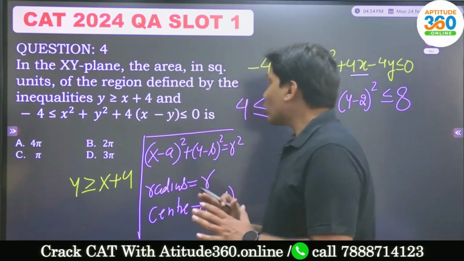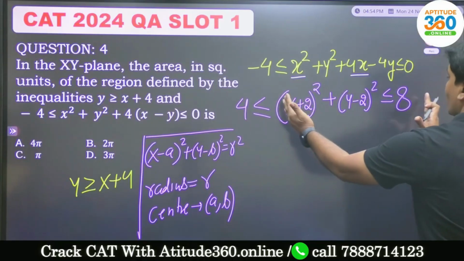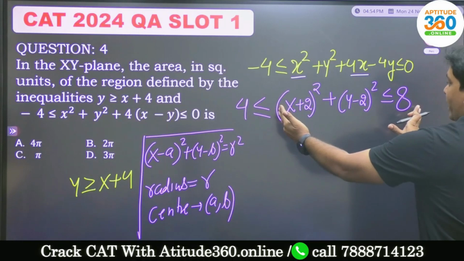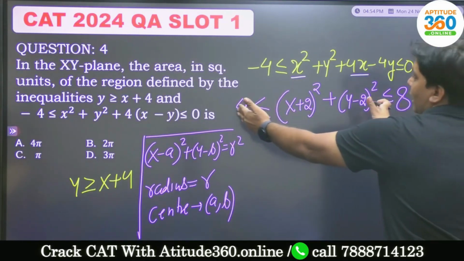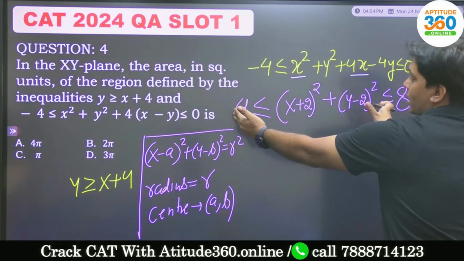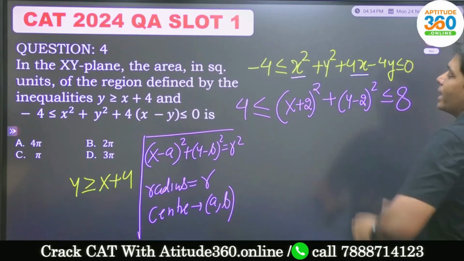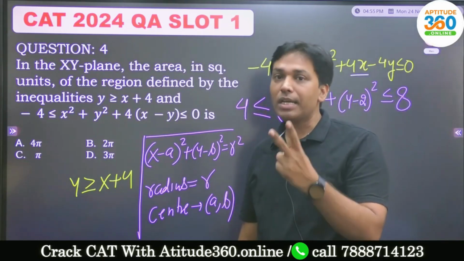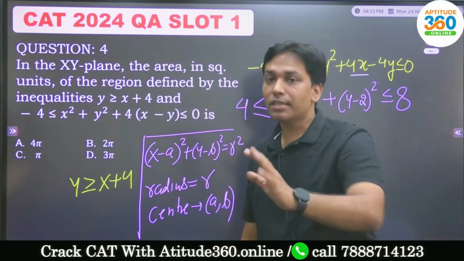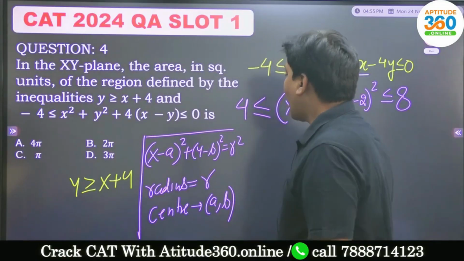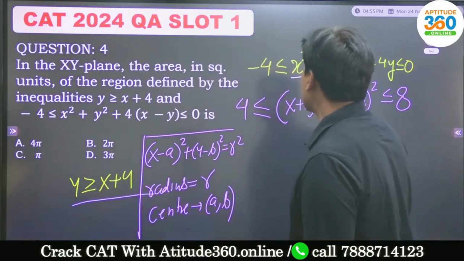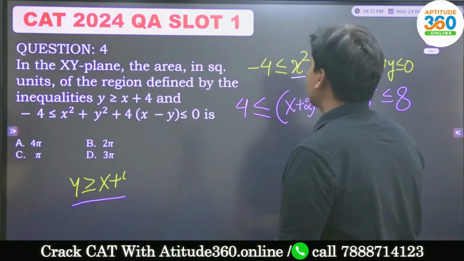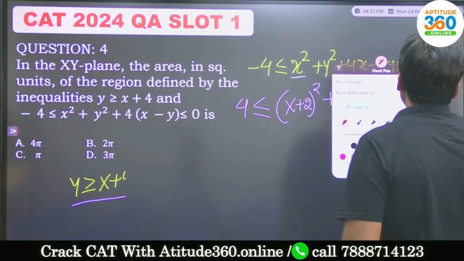So if I say x plus 2 whole square plus y negative 2 whole square is equal to 8, is it a circle? Yes. And if you look at this, 4 equals x plus 2 whole square plus y negative 2 whole square, this is also a circle. So what do we have? We have two concentric circles having two different radii, isn't it? And then you have got this line also. So what should we be doing? Let us make these two concentric circles first. How should I do that?